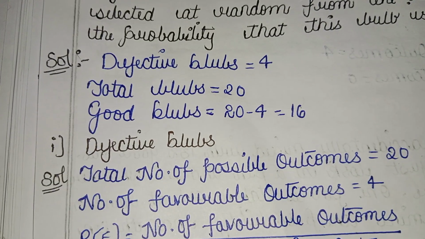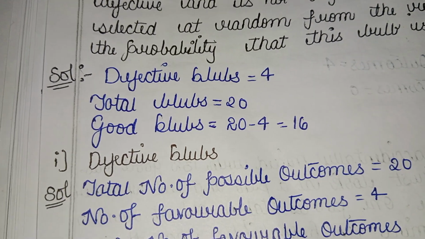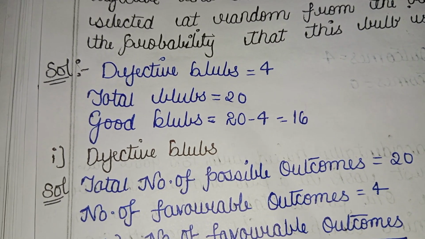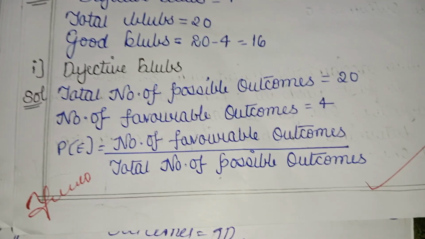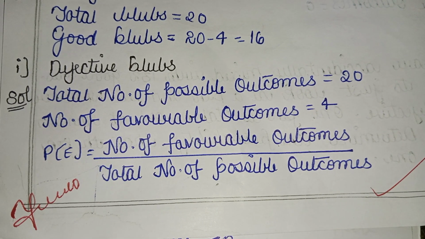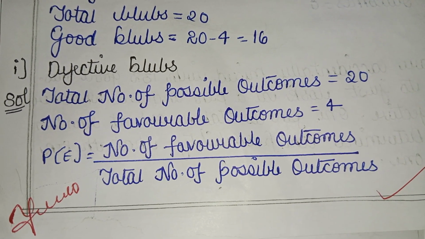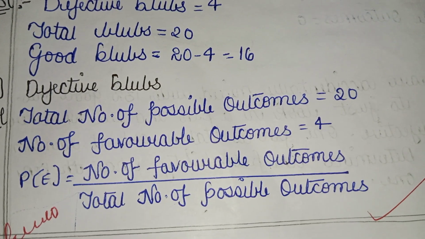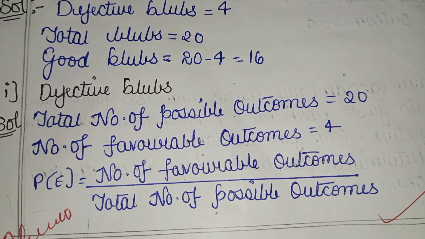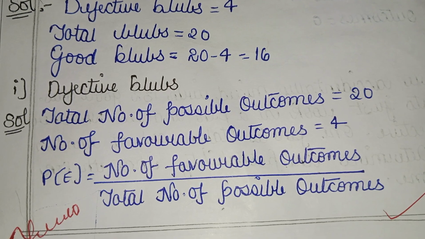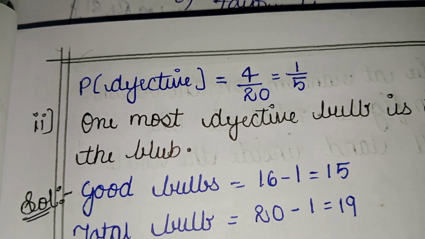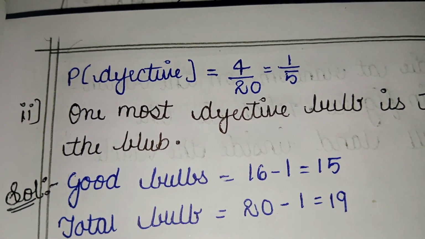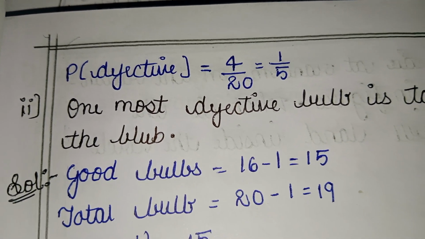Solution. Defective bulbs, how many are there? 4. Total bulbs is equal to 20. So good bulbs is equal to 20 minus 4, that is equal to 16. Now, defective bulbs: total number of possible outcomes is 20. Number of favorable outcomes is equal to 4. P of E is equal to number of favorable outcomes by total number of possible outcomes. Probability of defective bulbs is equal to 4 by 20. 4 ones are 4, 4 fives are 20, so it is 1 by 5.